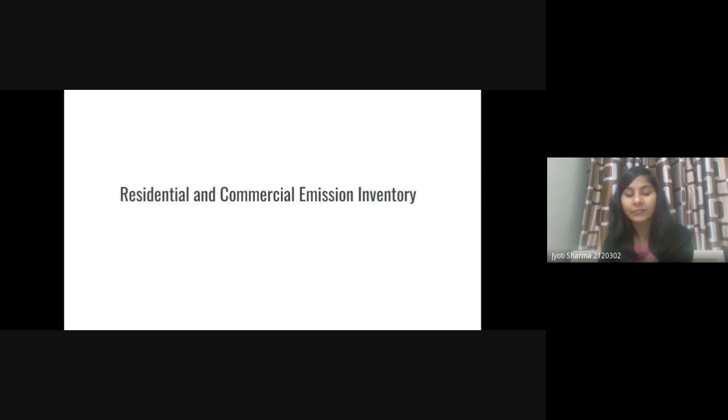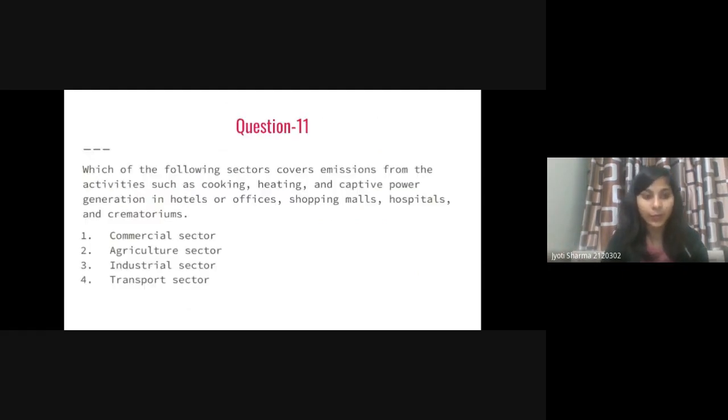Okay, so we have covered three types of emission inventories: agricultural, industrial, and transportation. So the last one is residential and commercial emission inventory. So we have different sectors.